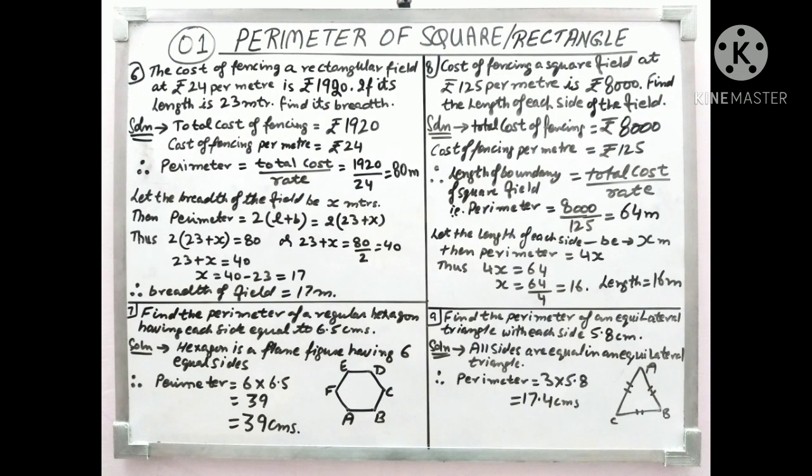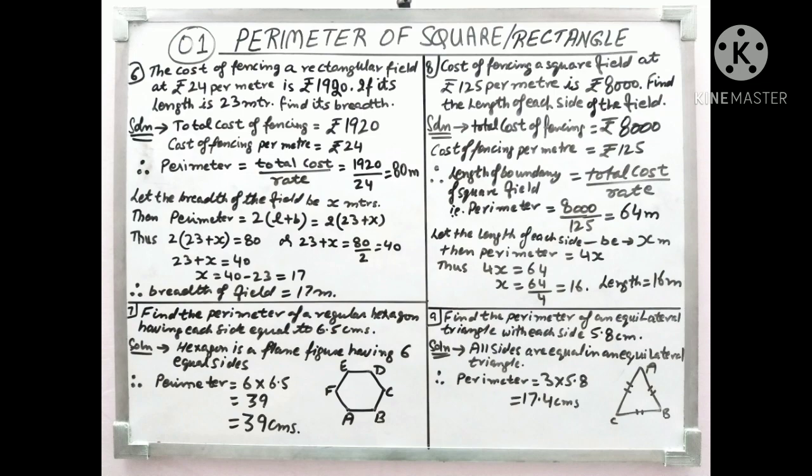Let us see some more examples. Now we have question number 6. This question is again related to fencing. The cost of fencing a rectangular field at the rate of rupees 24 per meter is rupees 1920. If its length is 23 meters, find the breadth, right?